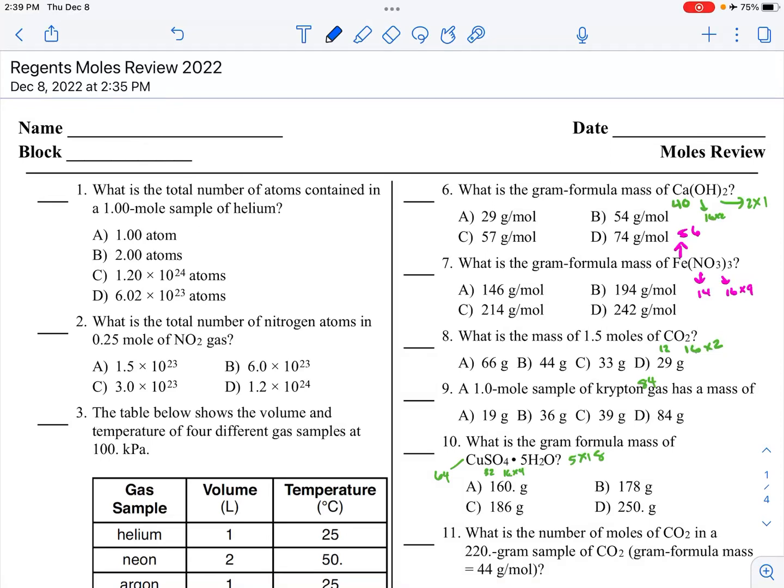Okay, so we are doing some review for the moles test. Number one, what is the total number of atoms contained in a 1 mole sample of helium?